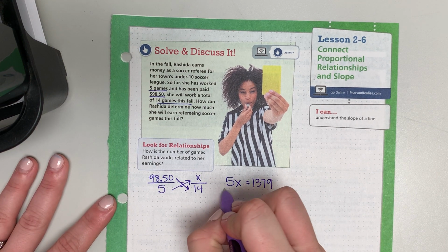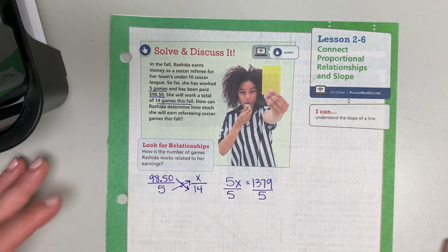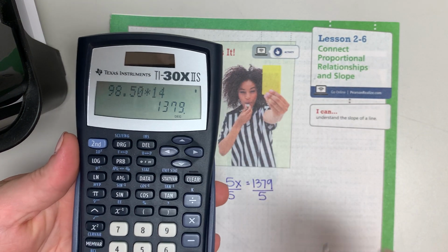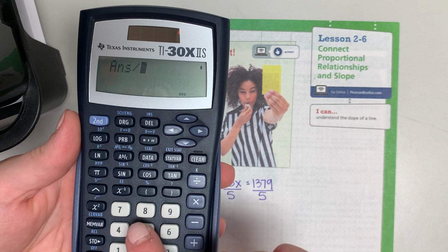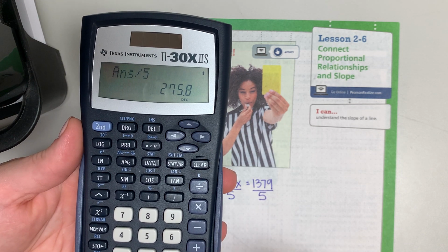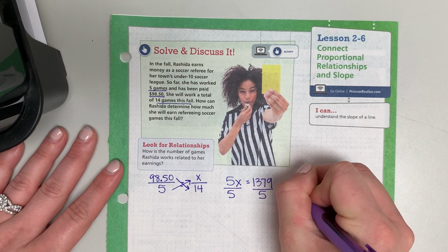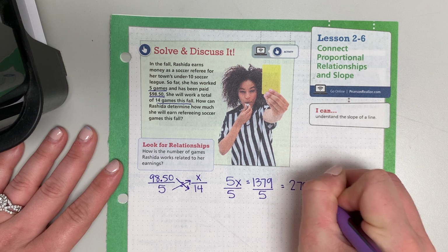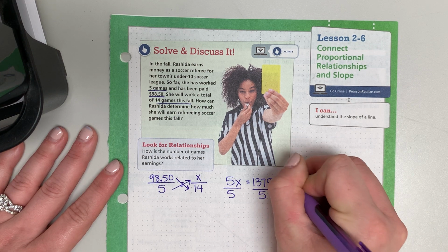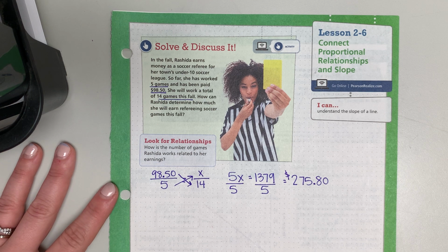And then you would divide by 5 to solve for X. Divide by 5. So go ahead and take your calculator back. Divide that number by 5. 275.80. Okay, so X equals 275.80. Now, this should be a repeat of things you learned in 7th grade.